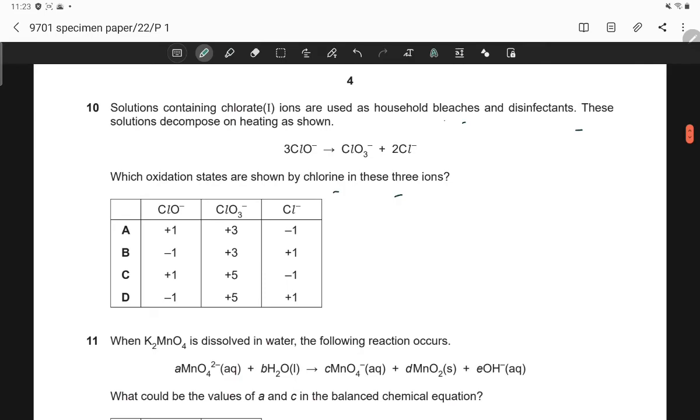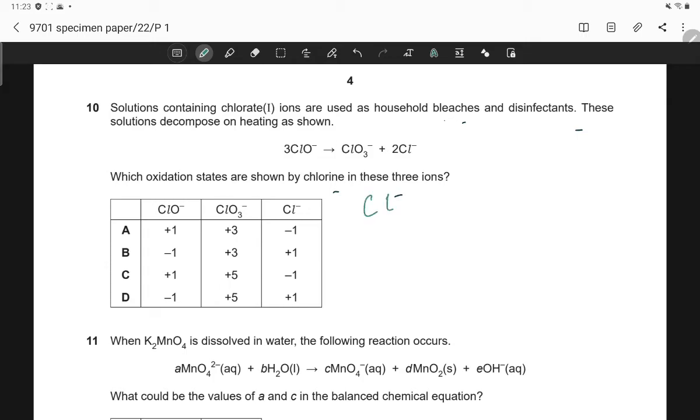Question number 10. Solutions containing chlorate ions are used as household bleaches and disinfectants. These solutions decompose on heating as shown. Which oxidation states are shown by chlorine in these 3 ions?